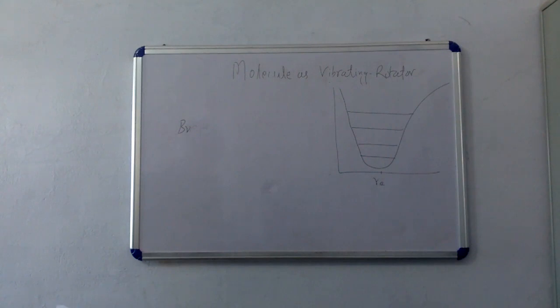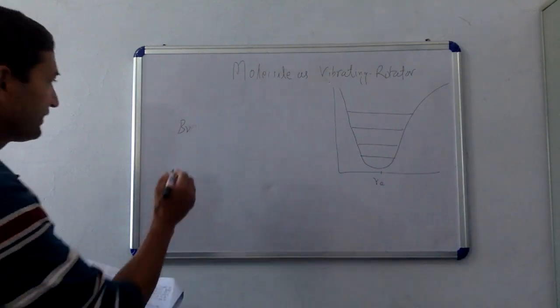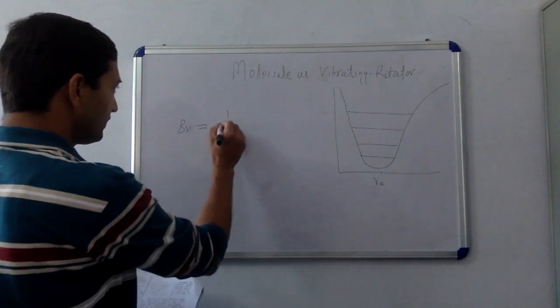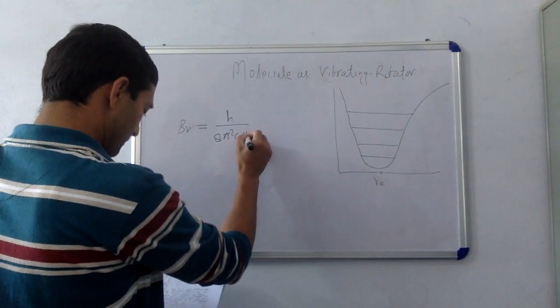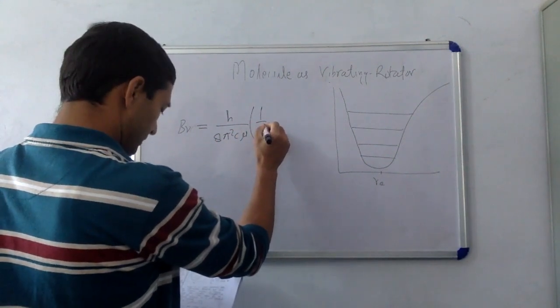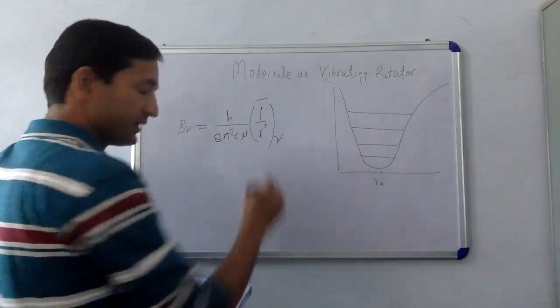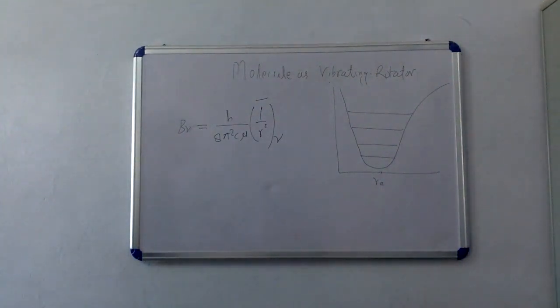In a given vibrational state, the internuclear distance, and hence the rotational constant, is changing during the vibrations. Therefore, we must use a mean value of the rotational constant in a given vibrational state, and we define B_ν = h/(8π²cμ) times the mean of 1/r². So we are defining it with the help of the mean because it is changing with respect to ν.